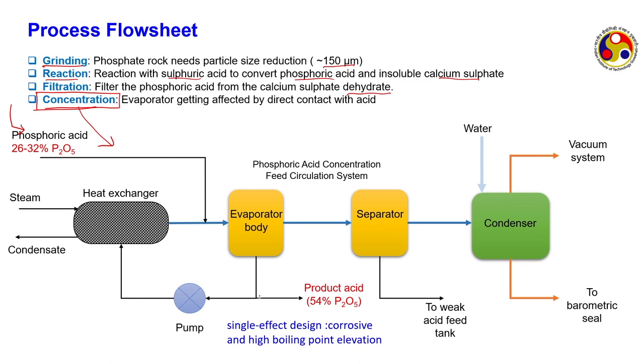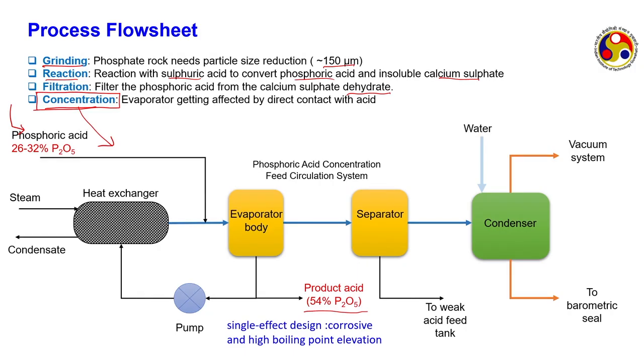So it gets concentrated and you get the desired product acid of almost 54% P2O5. Then you separate it out, and you will still have some weak acid remaining. This weak acid is sent back to the evaporator, where some fluorine, or other elements like lead and arsenic, may be present in minute amounts. When you do evaporation, they will come out to the condenser.